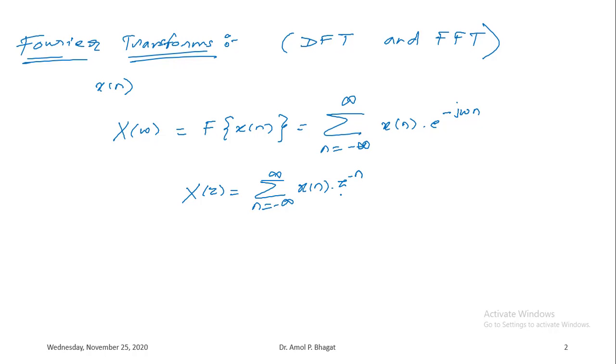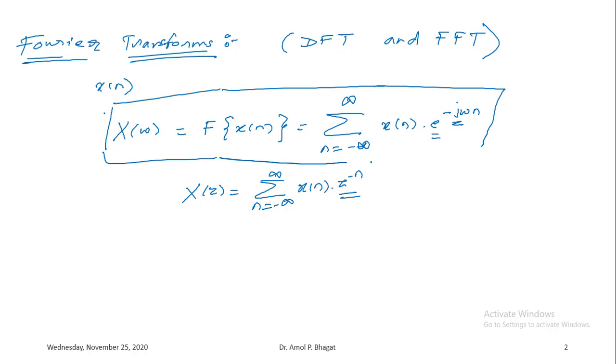So in place of z to the power minus n, there is the term e to the power minus j omega n. So z is replaced with e to the power j omega, right? The remaining things are similar. So this is the formula for the Fourier transform of discrete time signal x of n. This formula you have to keep in mind.